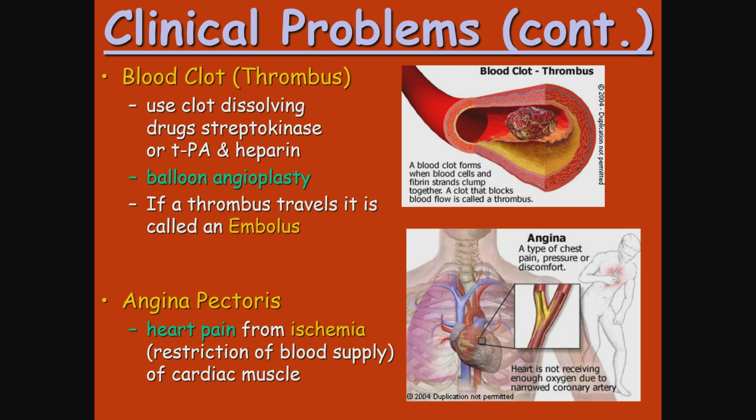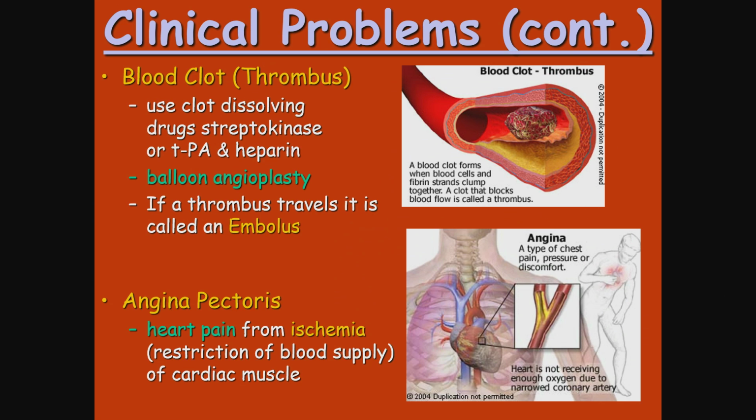More clinical problems. Like I said, a blood clot is called a thrombus. They use clot-dissolving drugs called streptokinase or TPAs and heparin. They can also use balloon angioplasty, and I'll show you a picture of that in just a minute. If a thrombus travels, so if it moves away from the spot, it's called an embolus.